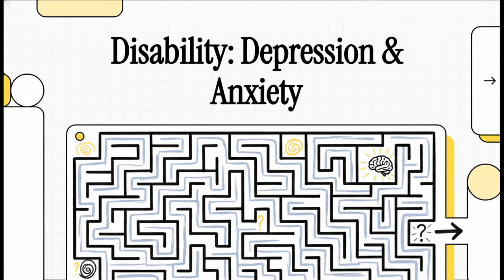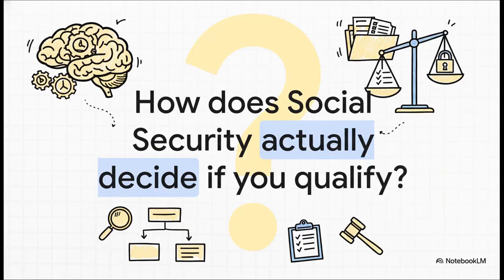So, you're looking into applying for Social Security disability because of depression or anxiety. And let's be honest, the whole process can feel like you're trying to solve a puzzle in the dark. It's complicated, it can be really overwhelming, and the rules, they're not always crystal clear. Well, in this explainer, we're going to turn on the lights and give you a clear map to navigate it all.